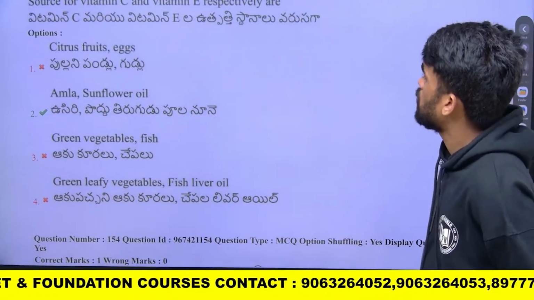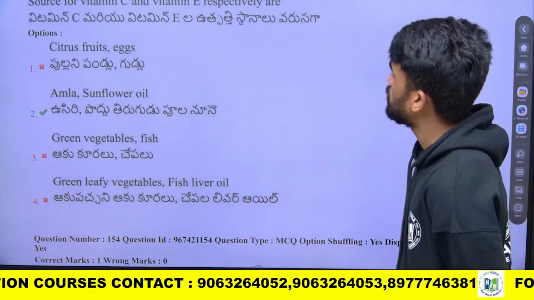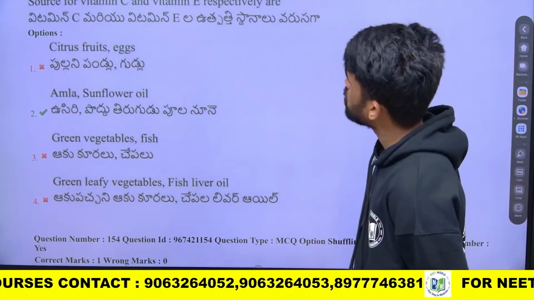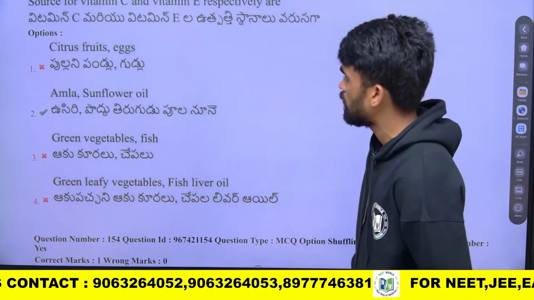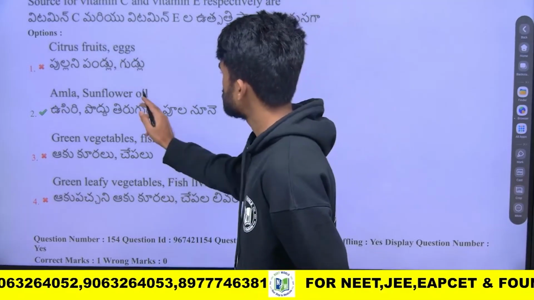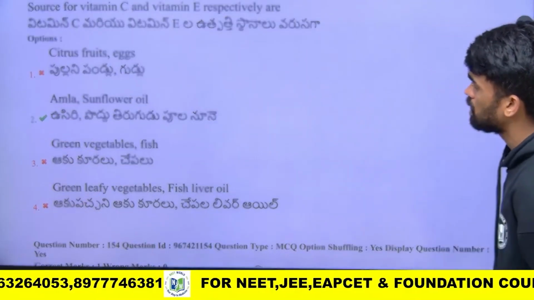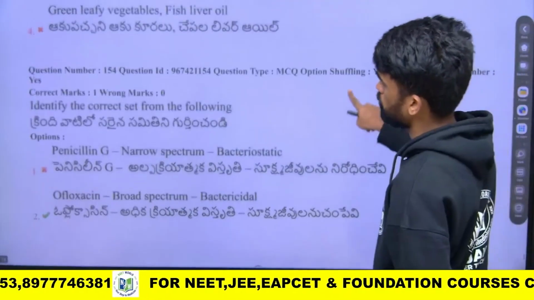Vitamin C and vitamin E are sources for, so for vitamin C, citrus fruits we can say, and amla also correct. But for vitamin E, sunflower seeds or sunflower oil is the best option. So option 2 will be correct for this. Okay, you can go with option 2.